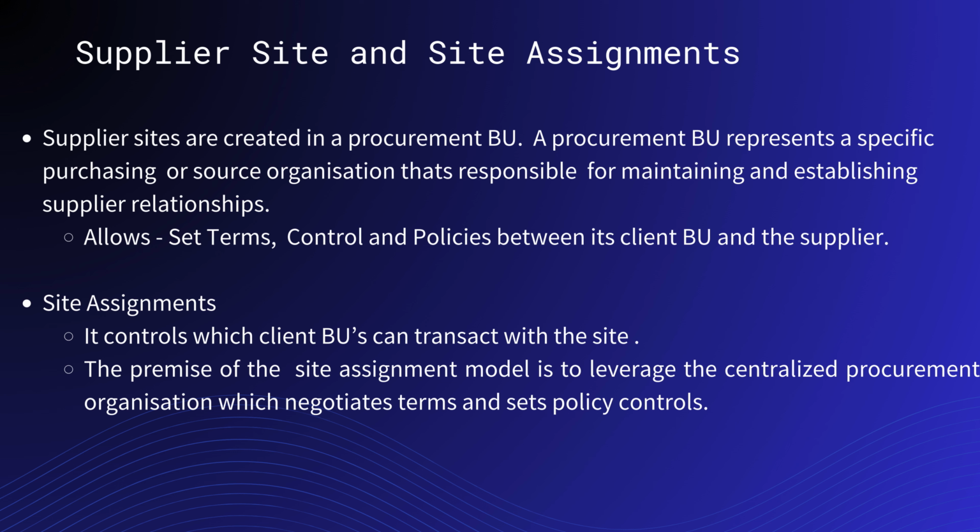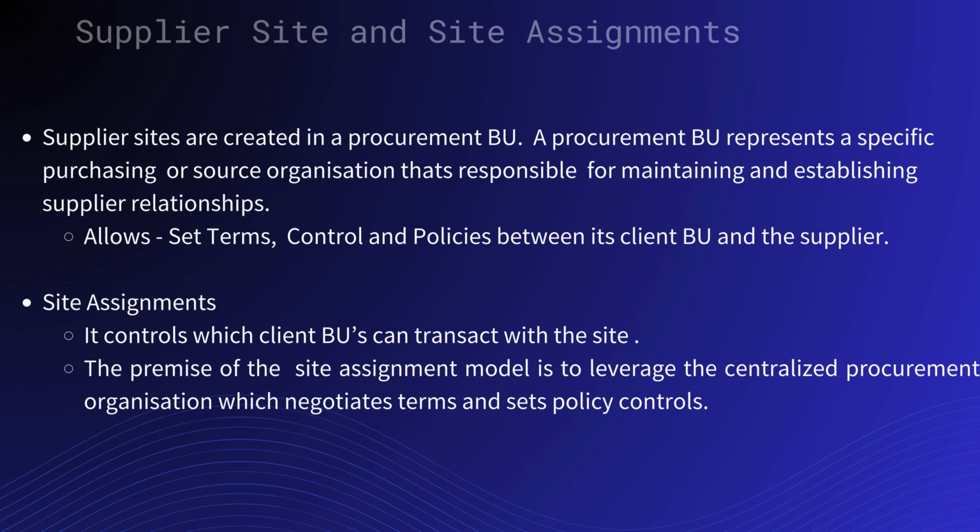So, take an example. My procurement BU is A, and my other business units are A, B, C. So all A, B, and C can do the transaction on this particular site. Though this is owned by procurement BU A, I can still do the transaction for B and C as well. But establishing the relationship or communication to the supplier on behalf of client B and C is going to be done by procurement BU.